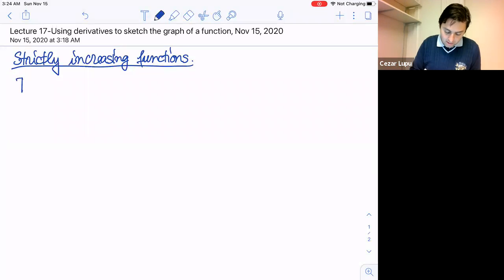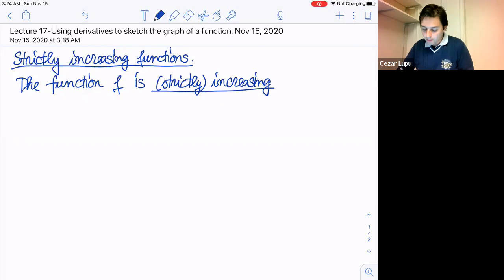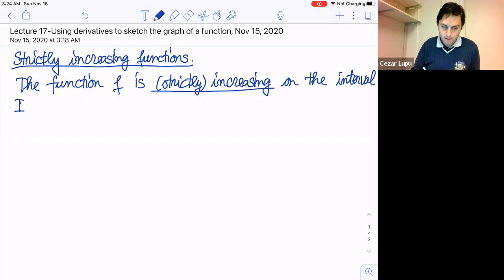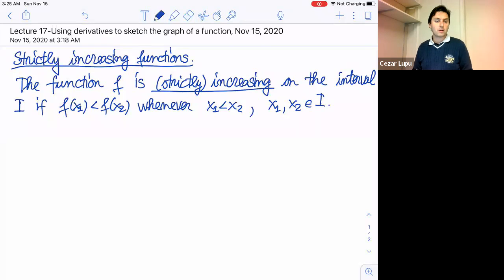Okay, so the definition is that the function f is strictly increasing, so it's increasing, on the interval I, if f of x1 is strictly less than f of x2 whenever x1 is less than x2, and x1 and x2 are points in this interval I. So this is the definition of a strictly increasing or increasing function.